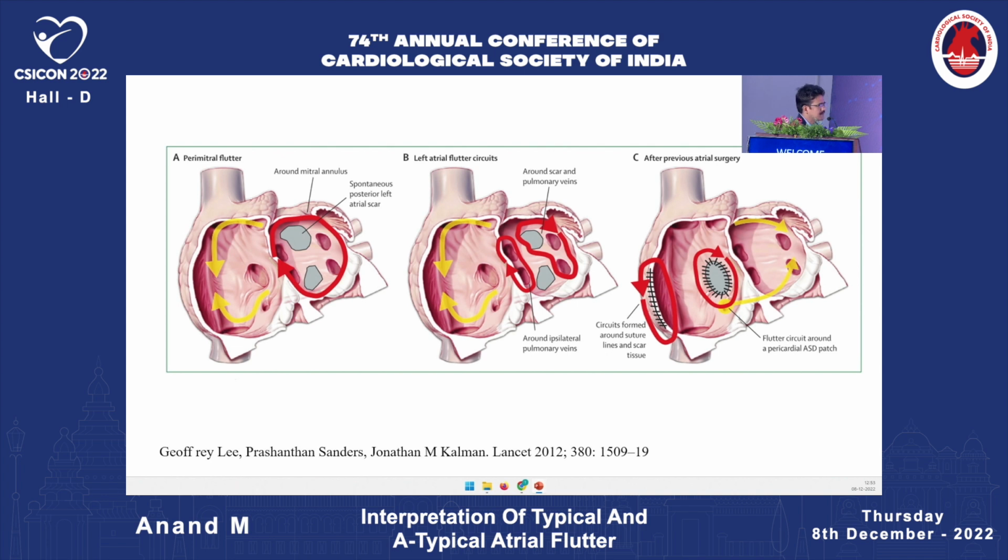These are examples of atypical flutters. This is a mitral isthmus flutter, where the circuit is revolving around the mitral isthmus. Here is a circuit around the pulmonary valves and the scars. Here in the picture, probably post surgery for a congenital heart disease like ASD or TOF, there may be a scar in the lateral wall of the RA, and around this scar there may be a circuit going on, or there can be a septal patch. Around this there can be a scar, and around this a re-entry circuit can go on.